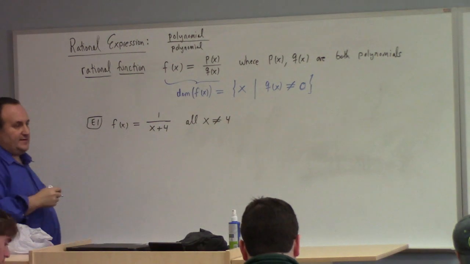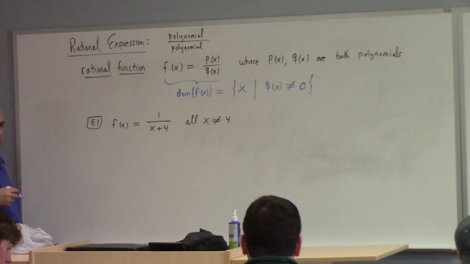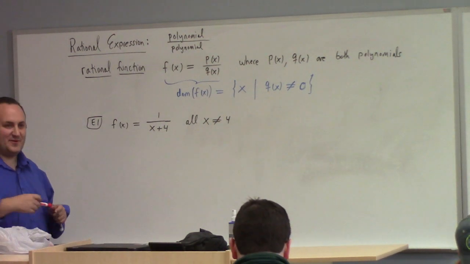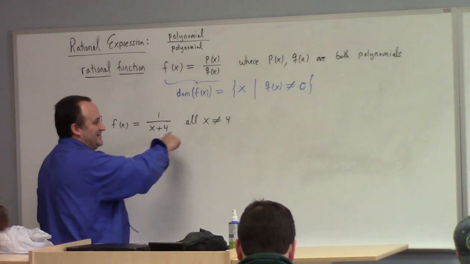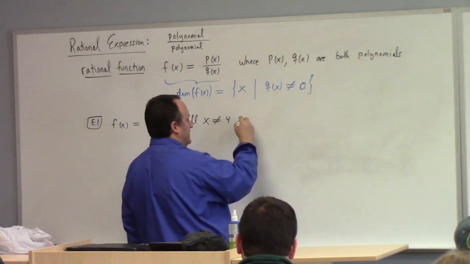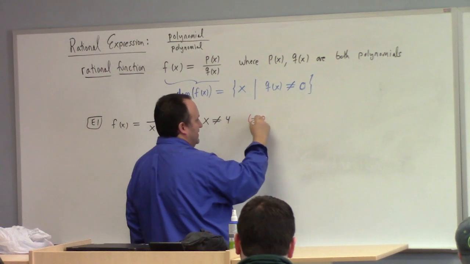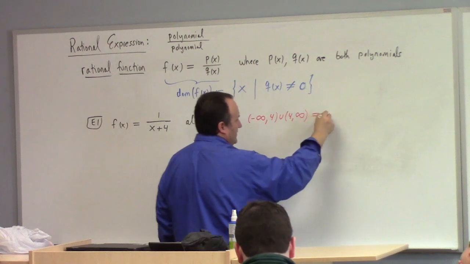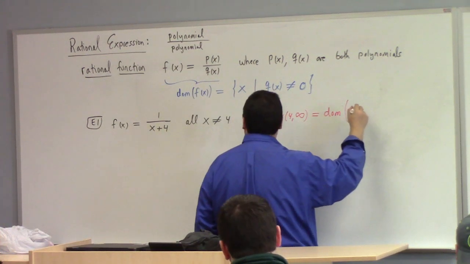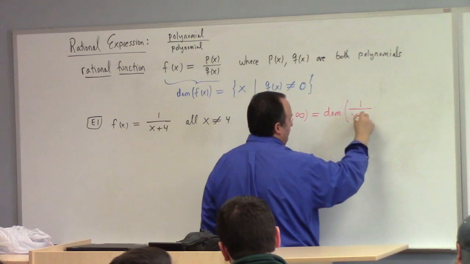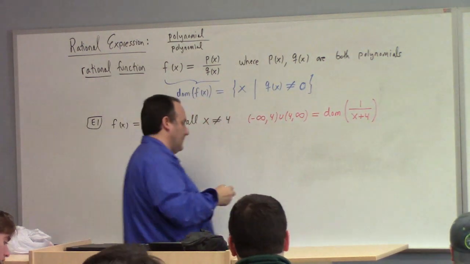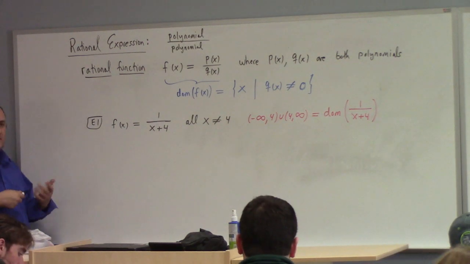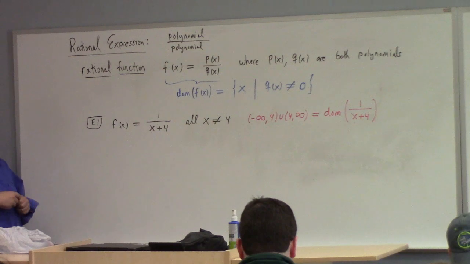Now, if I was to write that in interval notation, what would it look like? Most of you probably are like, let's just not do that, but we're going to keep doing that. So all x not equal to 4 in interval notation would look like minus infinity to 4 unioned with 4 to infinity. That would be the domain of this expression 1 over x plus 4. So sometimes it's pretty easy to figure out. You just look at it and see it. Let's try another one.